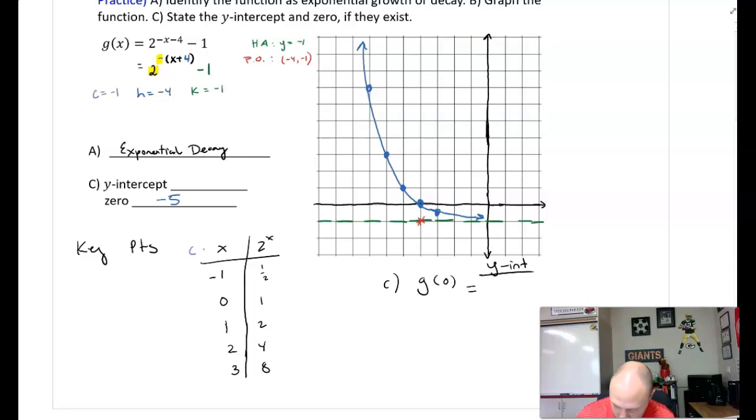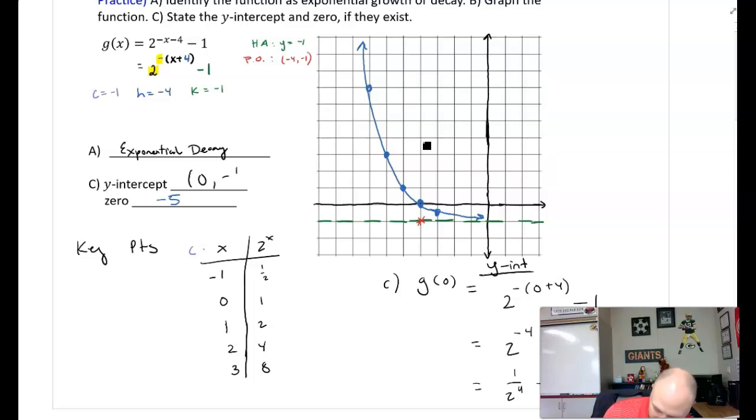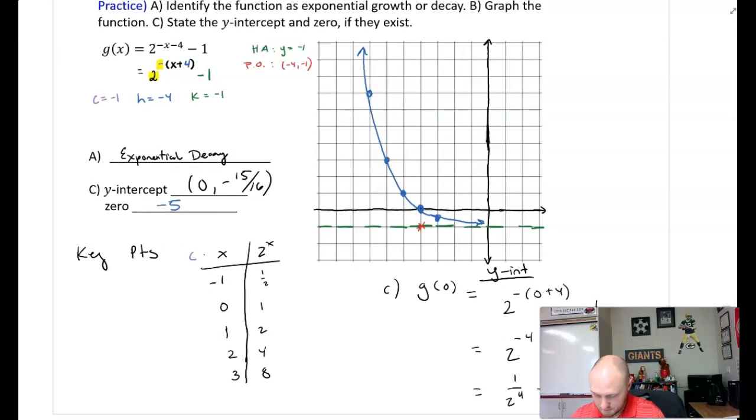So what is g of 0? So that gives me 2 to the power of negative 0 plus 4 minus 1. So we get 2 to the power of negative 4 minus 1, which is 1 over 2 to the 4th minus 1, which gives us 1/16 minus 1, giving us negative 15 over 16. So that's going to be the intercept, 0, negative 15 over 16. Students often ask, hey, can I go ahead and generate a decimal for that? Sure, but you don't have to. There's nothing wrong with negative 15 over 16.